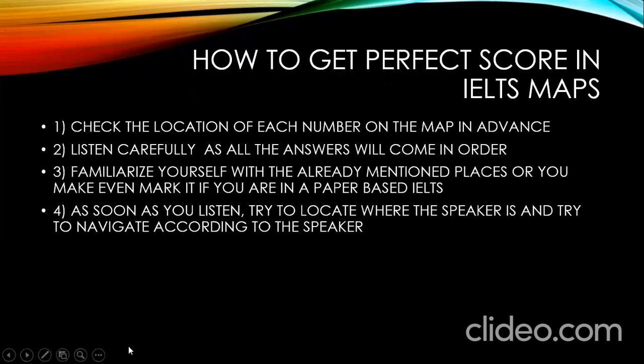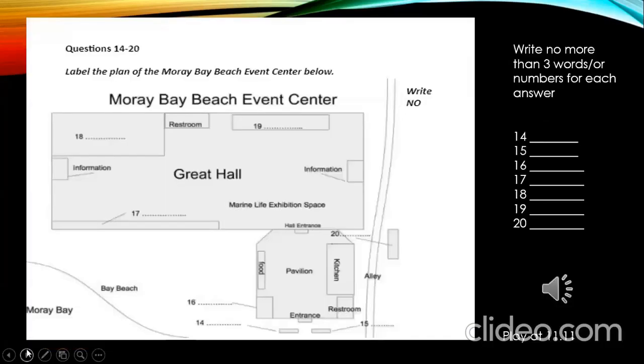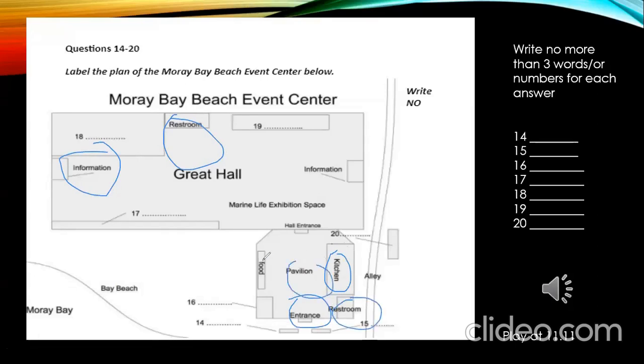So what I'm trying to say over here is, again, let me show you an example. For example, if I talk about this event center, you need to annotate it. If you are in a paper-based exam, what you can really do is that when you're given the time to read, just familiarize yourself with this. For example, information. For example, we have restroom, then we have kitchen, then we need to know the entrance, we need to know the restroom, we need to know the pavilion, food, and bay beach.